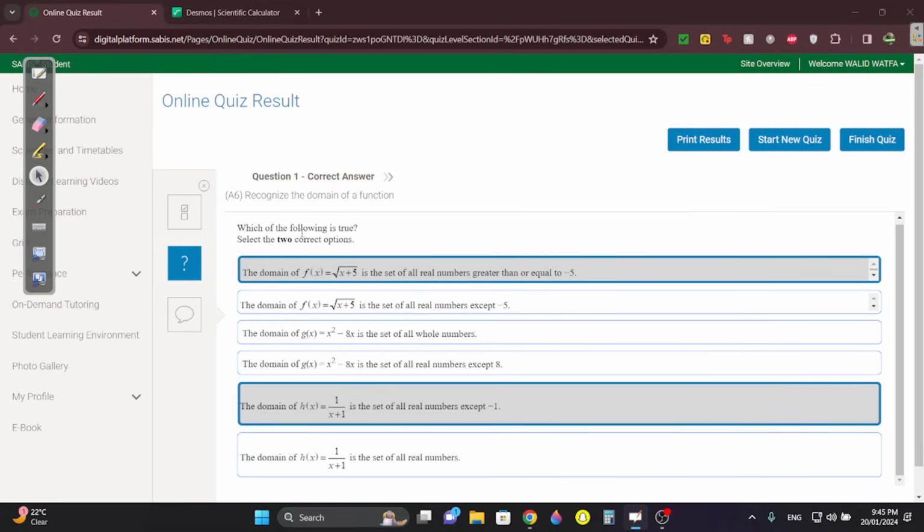Let's start with question 1, which is true. Everybody should be able to know this. If it's a radical, that means this will be greater than or equal to 0. So set x plus 5 greater than or equal to 0. Take 5 to the other side. It will be all numbers greater than or equal to negative 5. And if it's in the denominator, it cannot equal 0. You take 1 to the other side, it will become x cannot equal negative 1.